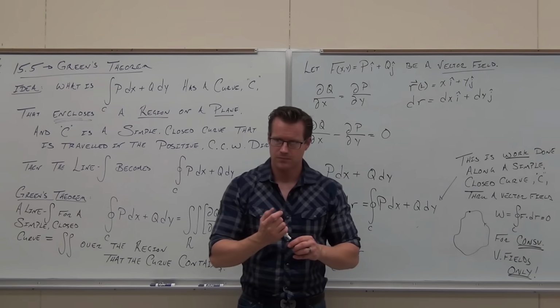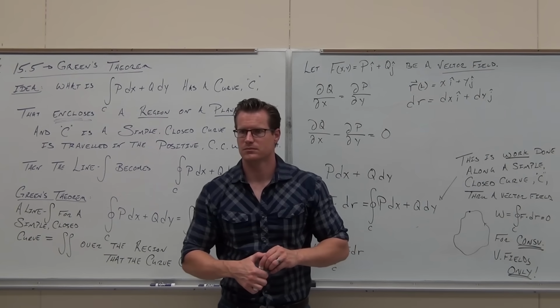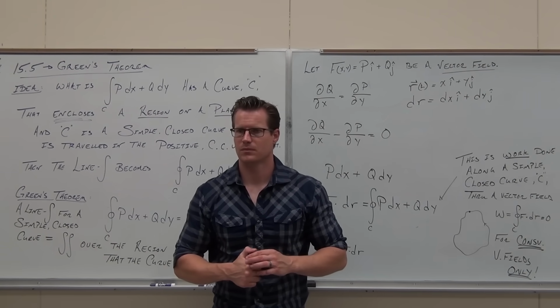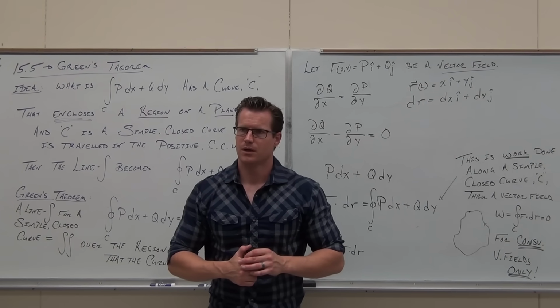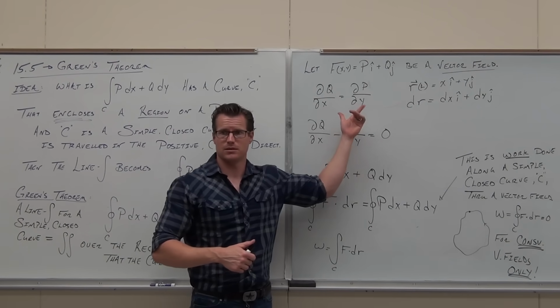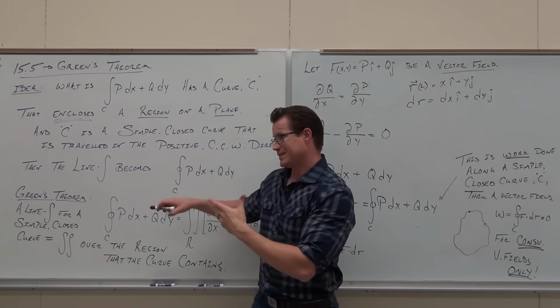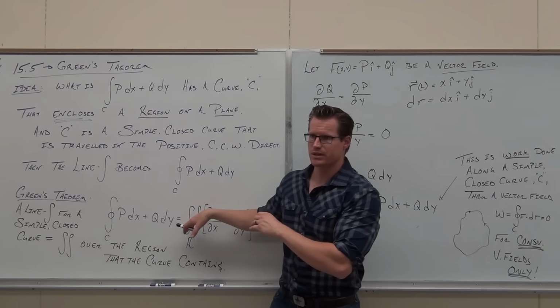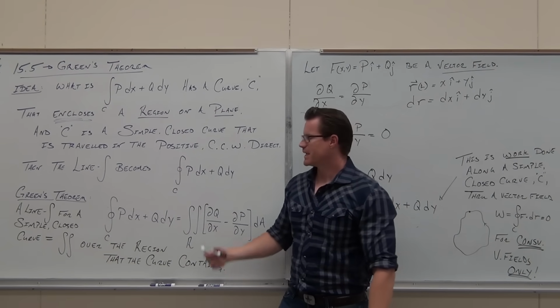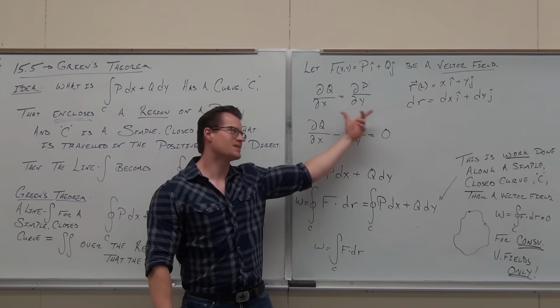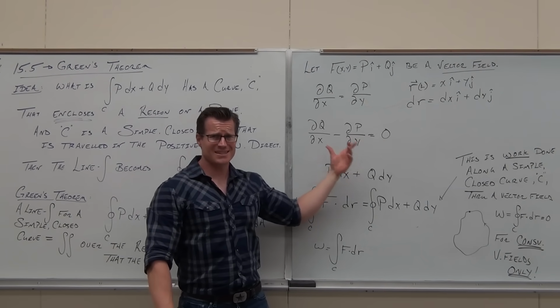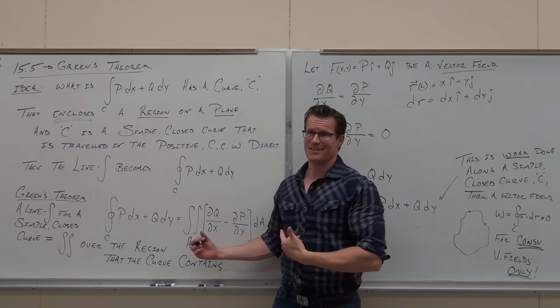Question. Can we use this to prove a vector field is conservative? Yes. It'd be a lot easier just to do that. You kind of do it intrinsically in Green's theorem. Do you guys see that this is a conservative vector field? Do you see if you subtract both sides you get 0? Do you see that this piece is in there?